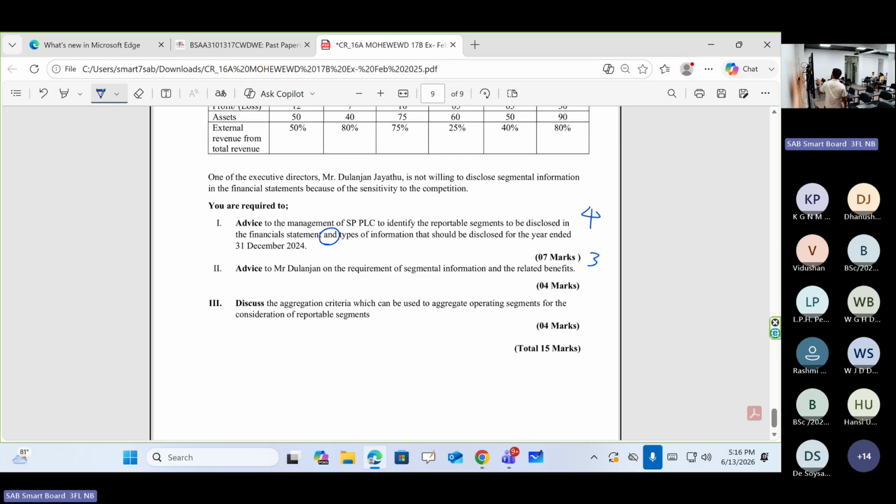Final question. Discuss aggregation criteria which can be used to aggregate operating segments for the consideration of reportable segments. The last question, 4 marks. Aggregation criteria, just 5 minutes back we discussed. You need to customize that to the case study and you can earn 4 marks. So this type of question can be tested in the exam.